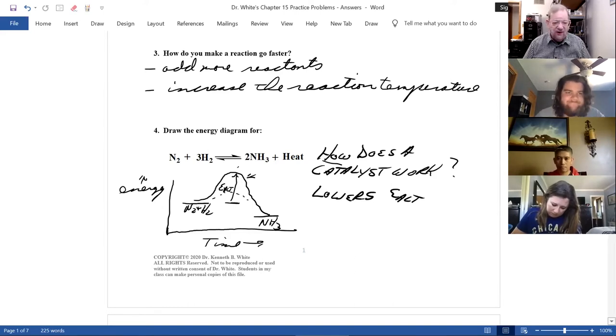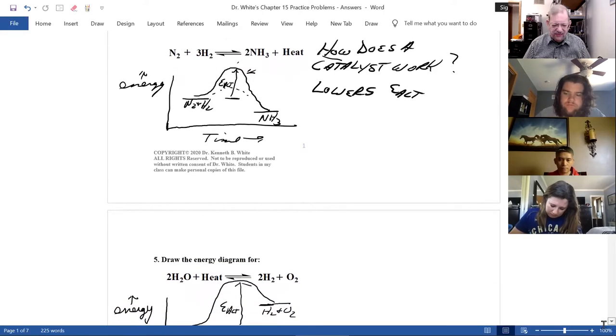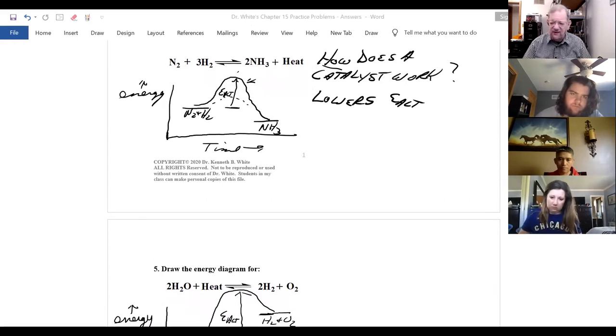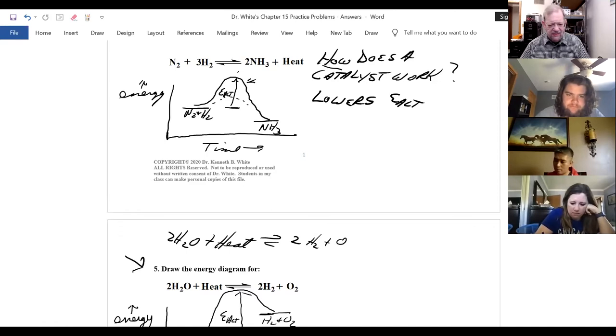Now, since I want you to have some fun too, can everybody see problem five at the bottom? Thumbs up, people. Can you see this okay? Why don't you draw the energy diagram? I'll write it up here again. Why don't you draw this energy diagram? And don't forget to put the activation energy on the diagram.